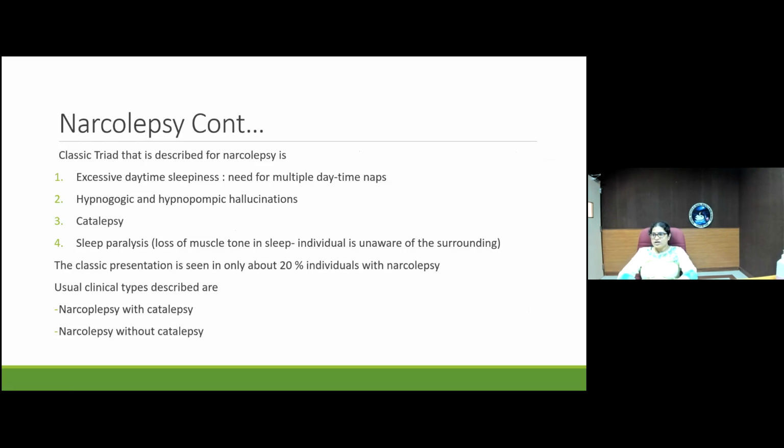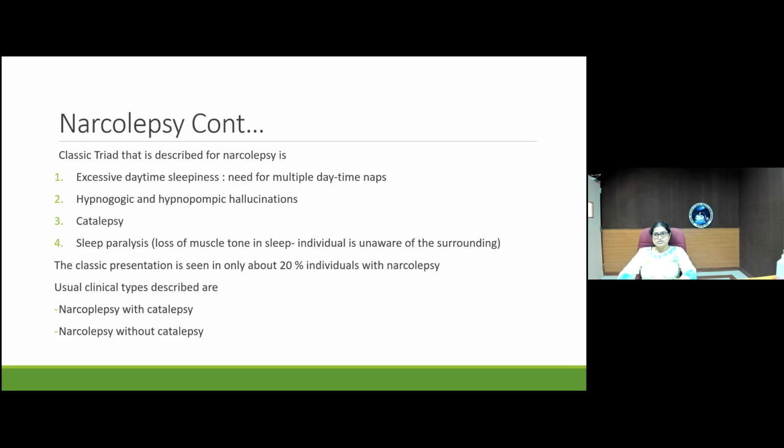The classic triad that has been described for narcolepsy are excessive daytime sleepiness along with multiple daytime naps, hypnagogic and hypnopompic hallucinations. Hypnagogic is while falling asleep, a person experiences hallucinations, which can be auditory or visual hallucinations. Hypnopompic is while waking up.